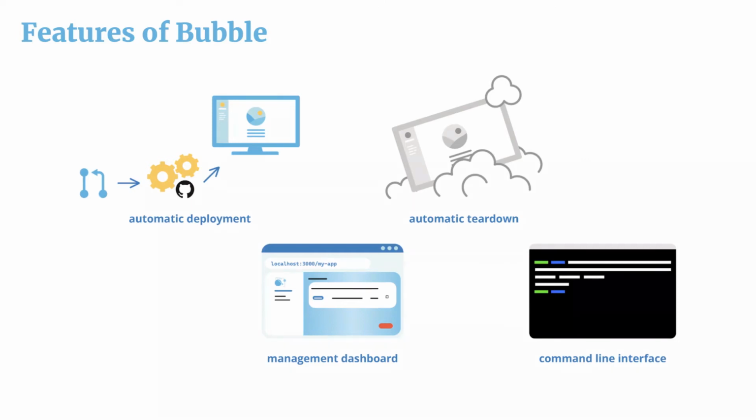Bubble also provides two user interfaces: a visual dashboard where the user can manage preview apps across all their local repositories, and a command line interface, or CLI, where the user can interact with the preview apps for one repository at a time from its directory.